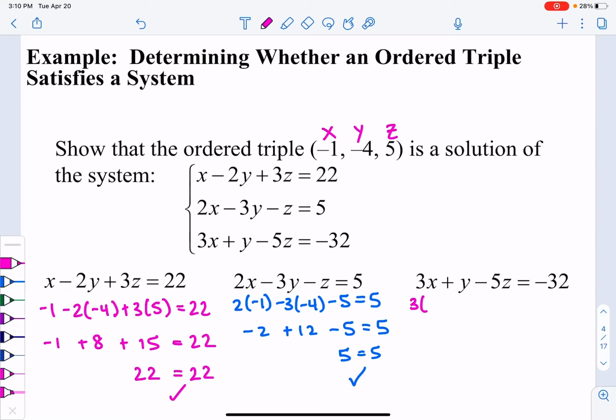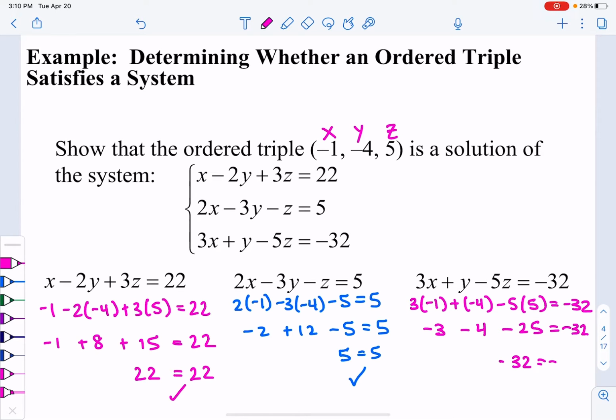So 3 times our x value of -1 plus our y value of -4 minus 5 times our z value of 5, that would have to equal a -32. So a -3 minus 4 minus 25. Is that equal to -32? -3 minus 4 is a -7. -7 take away 25. That would land us at a -32. So that is a solution. So our ordered triple is a solution of that system.